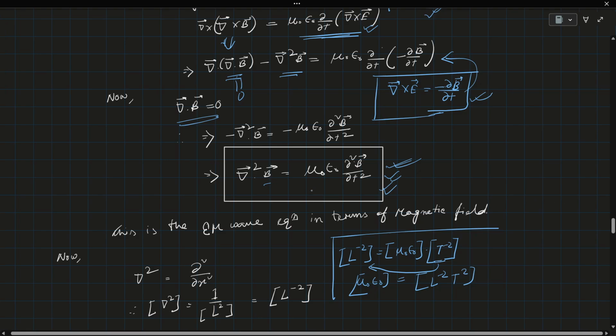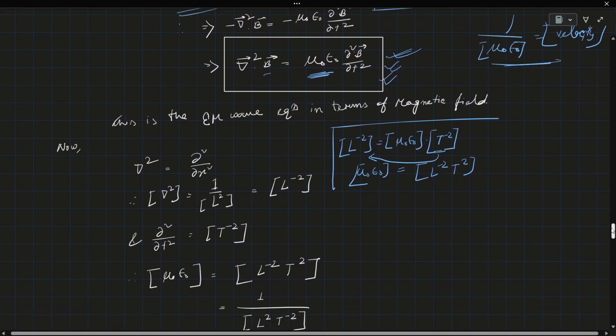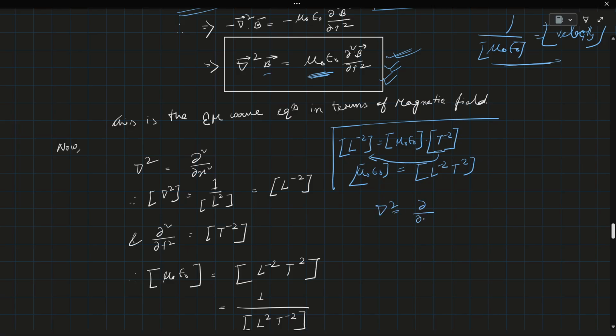Now I am going to show you the dimension of mu naught epsilon naught. Specifically, 1 by mu naught epsilon naught has the dimension of velocity square. So I am going to show you that. As you know what del square is, first let me write it down. Del square equals del x square plus del y square plus del z square. As you can see, this is in 3D.